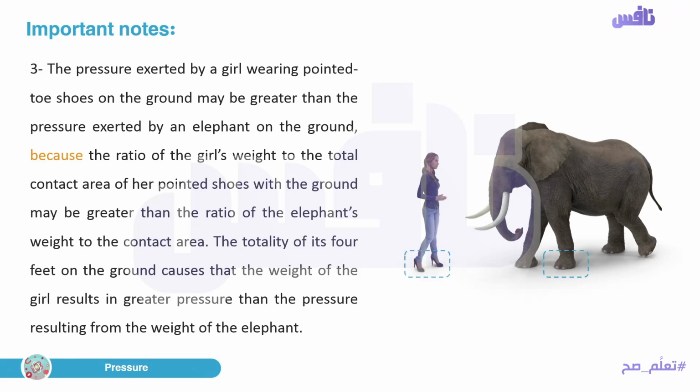So the contact area of the girl is very small, smaller than the contact area of the elephant. So the effect of pressure of the girl is greater than the effect of pressure of the elephant, even though the force or the weight of the elephant is greater than the weight of the girl.